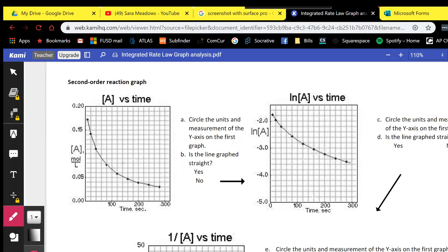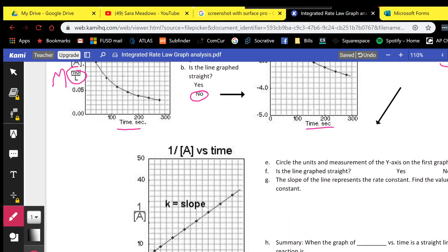Circle the units. So they did the molarity, so concentration versus time. Do we get a straight line? No. Then we did natural log versus time. Do we get a straight line? No. So it's not zero order, it's not first order. So our last one, we get 1 over A versus time, and we get a straight line. Yes. Since it's a positive slope, it's going up, so the slope equals our k value. So again, we can find the value of k.